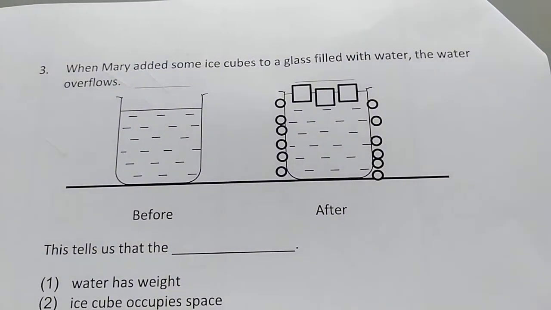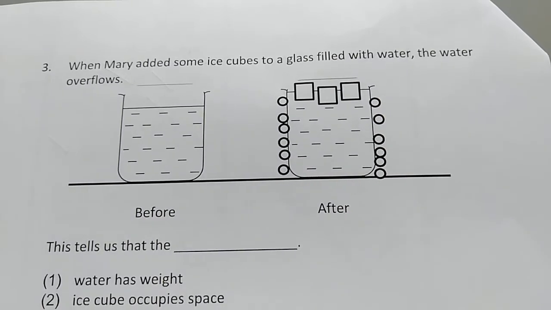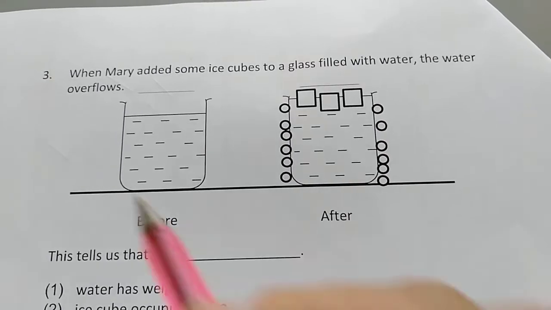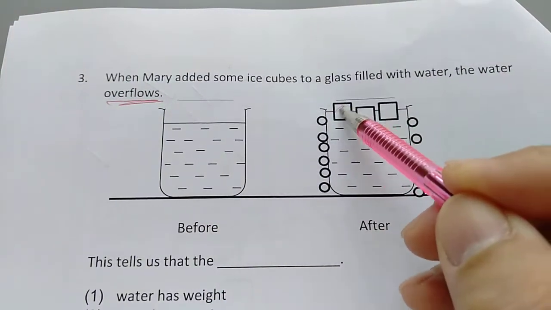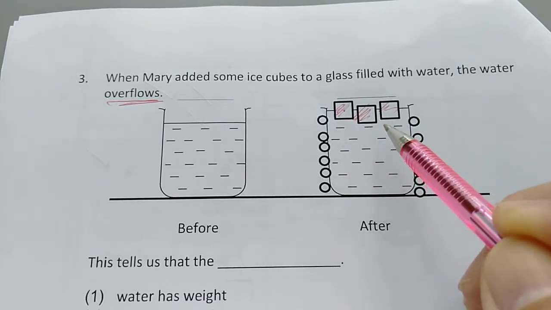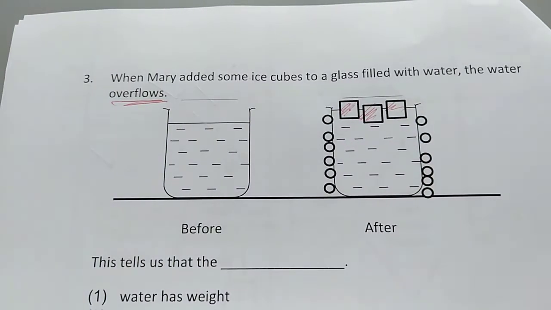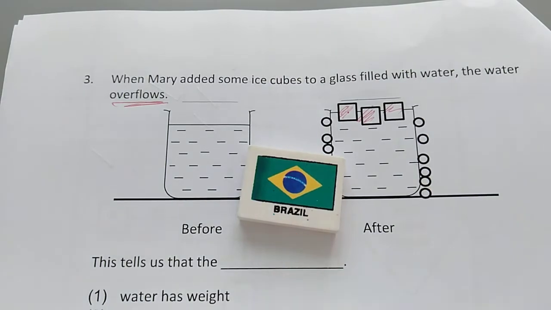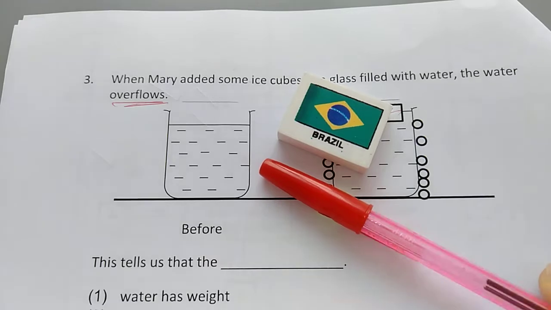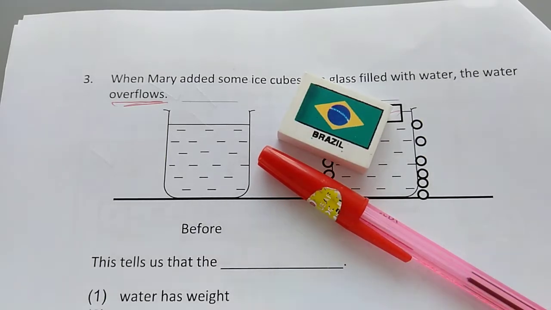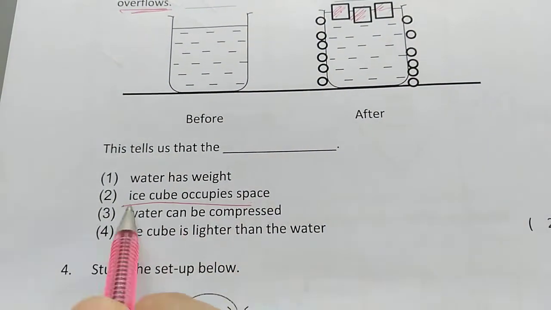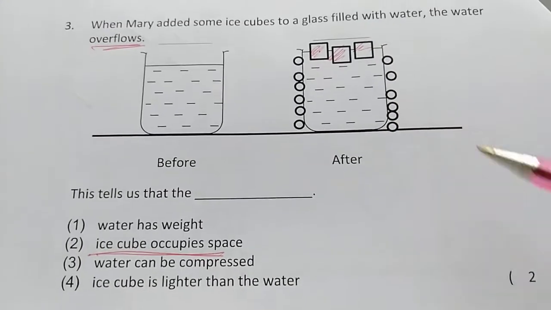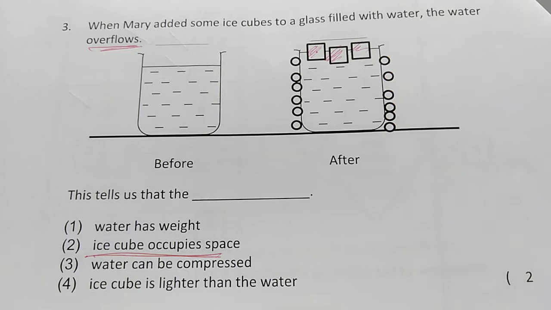Now when Mary added some ice cubes to a glass filled with water, the water overflows. This tells us something. Now the idea is this. When something overflows, it means that the space inside was occupied. So the ice here must have occupied some space that was previously occupied by the water. Right? Like this eraser is occupying this space now. To make the eraser move away, I must now occupy the space previously occupied by the eraser and replace it with something else. Okay, this tells us that therefore the ice cube occupies space. The ice cube was occupying the space previously occupied by the liquid.